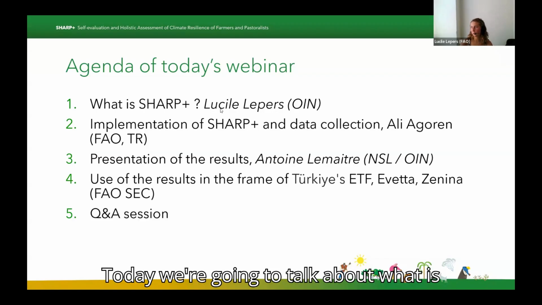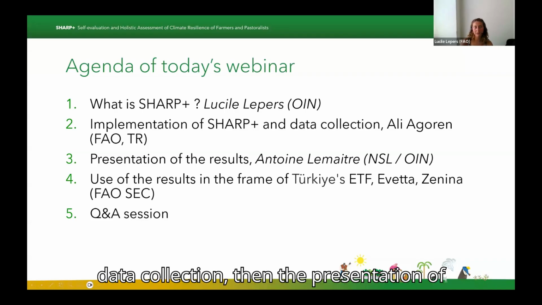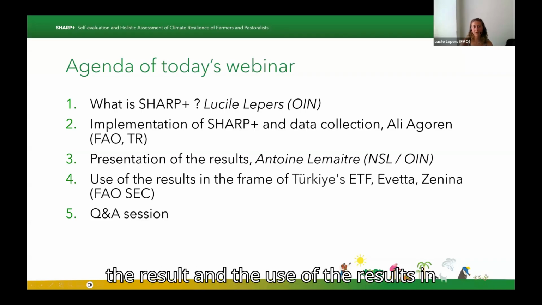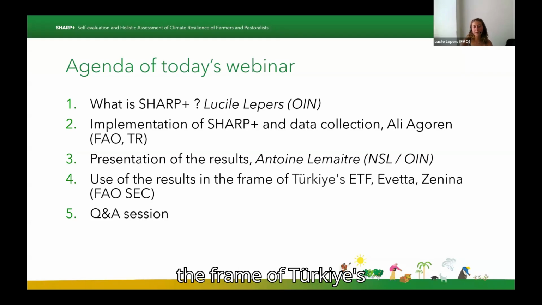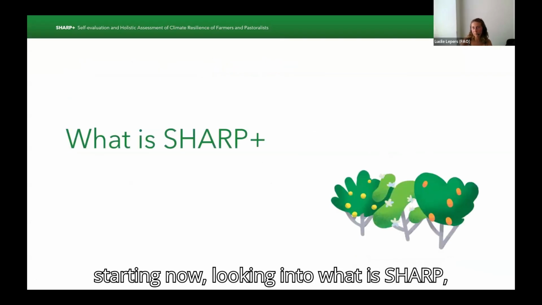Today we're going to talk about what is SHARP, also see an implementation of SHARP and data collection, then the presentation of the result and the use of the result in the frame of Turkey's ETFs framework. So starting now, looking into what is SHARP.